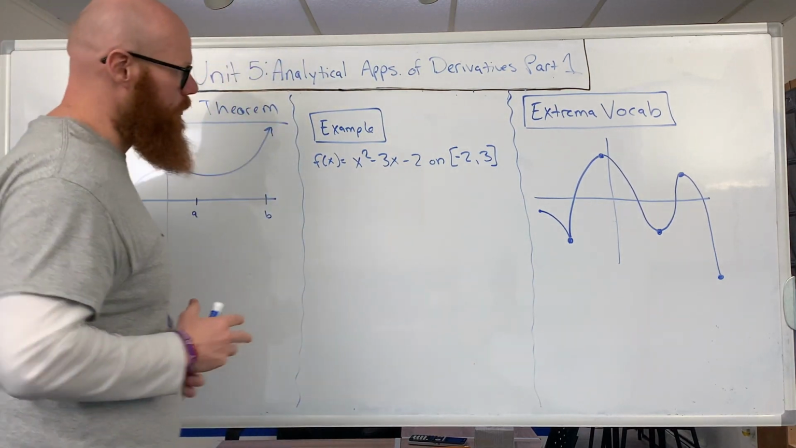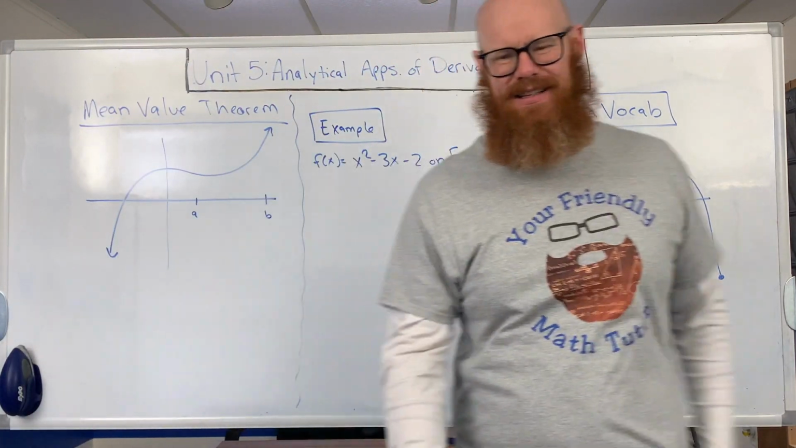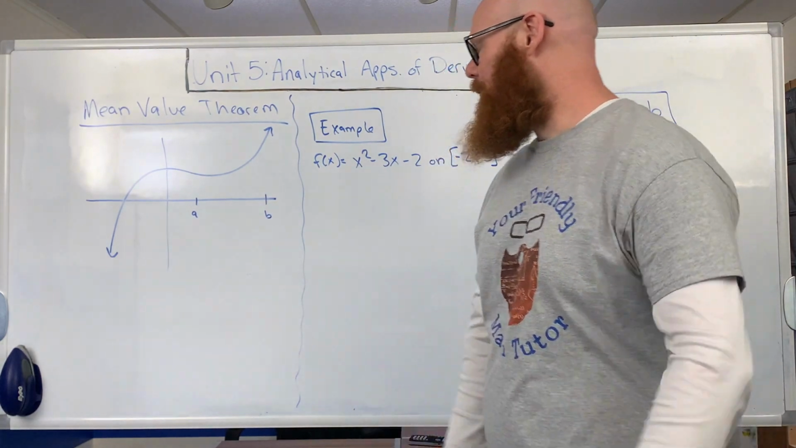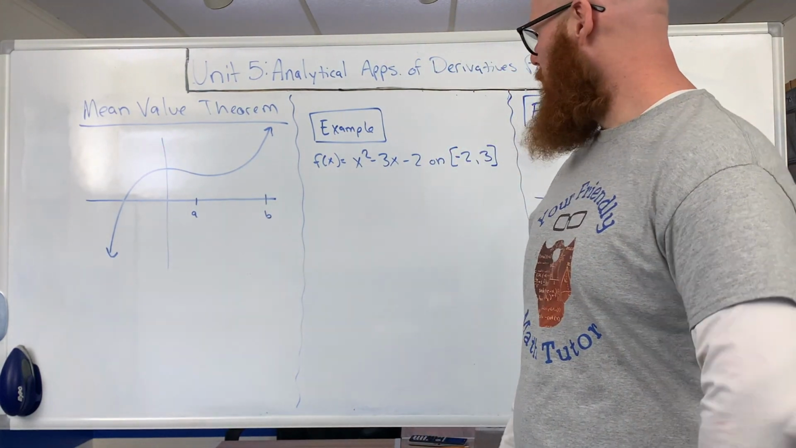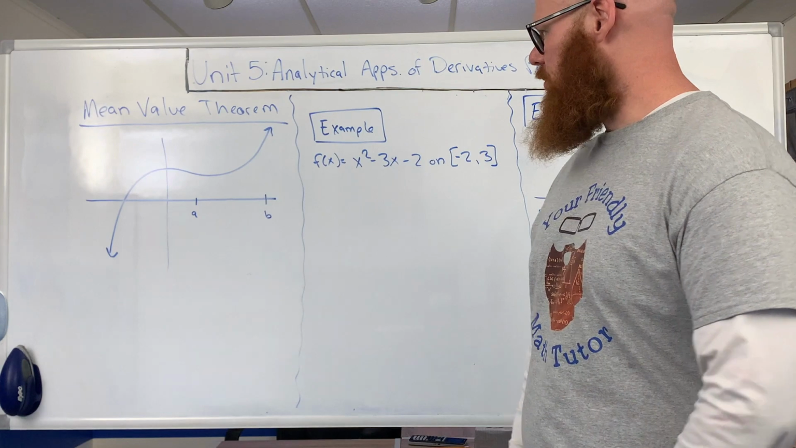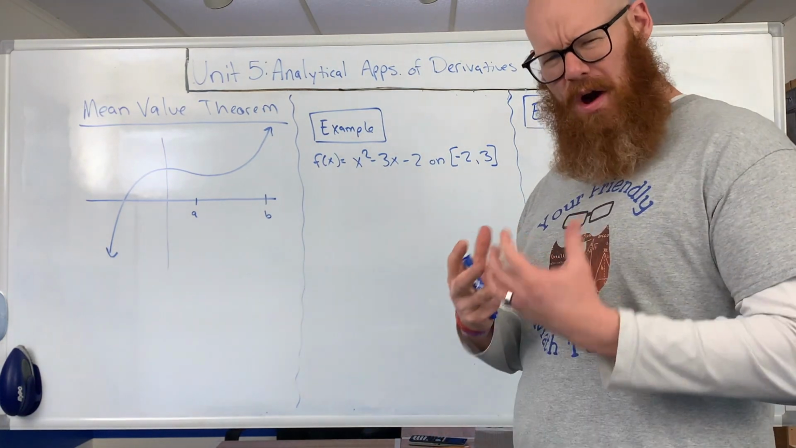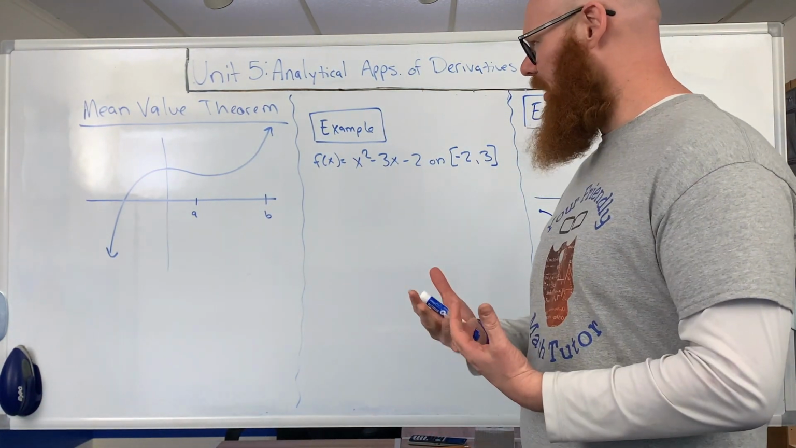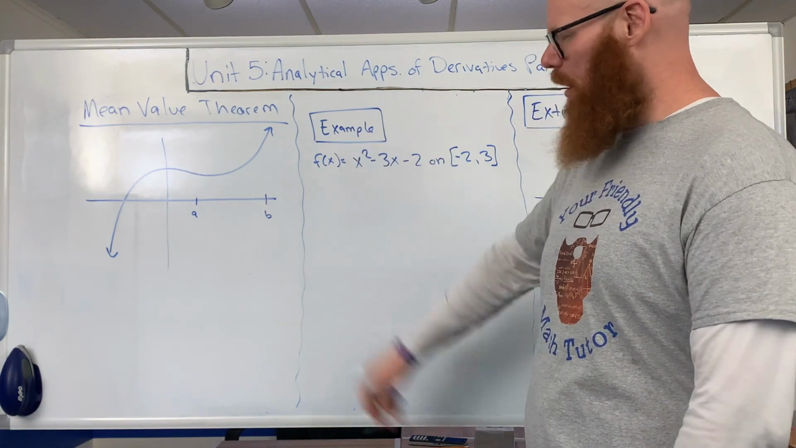So last week we talked about contextual applications, things like related rates. But this week we took a look at analytical applications. So we're really going to be analyzing what the derivatives are and what they tell us. And we start with the mean value theorem.